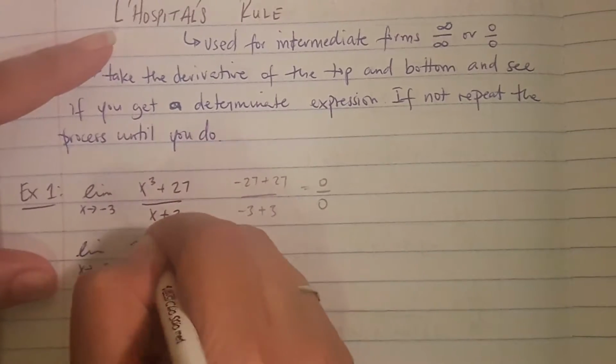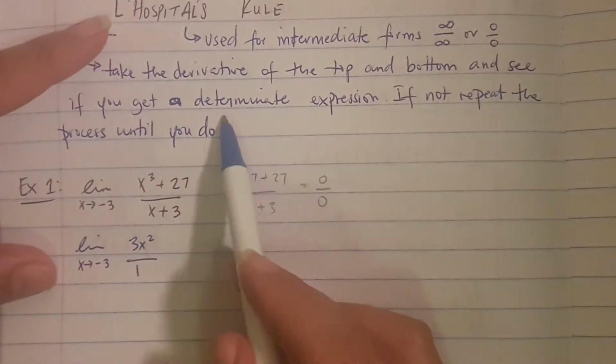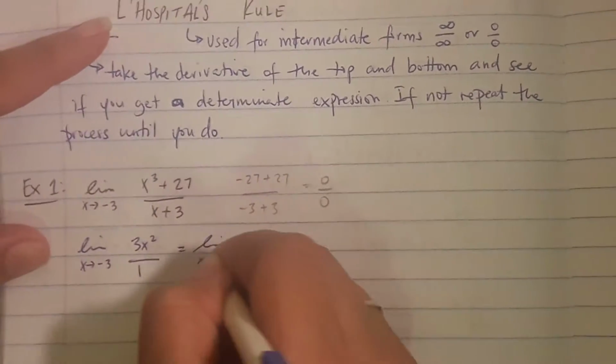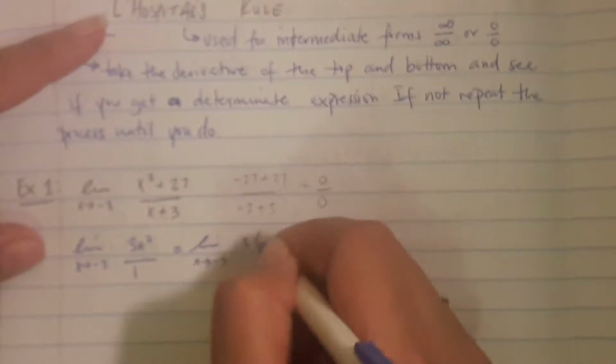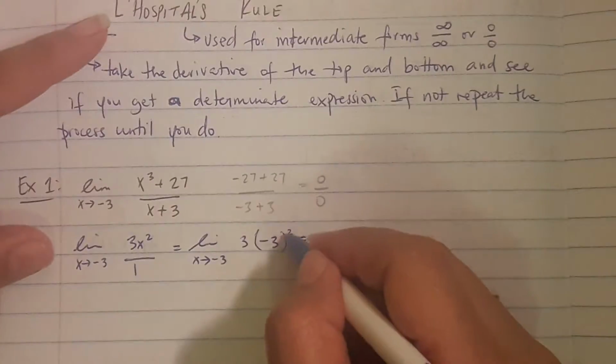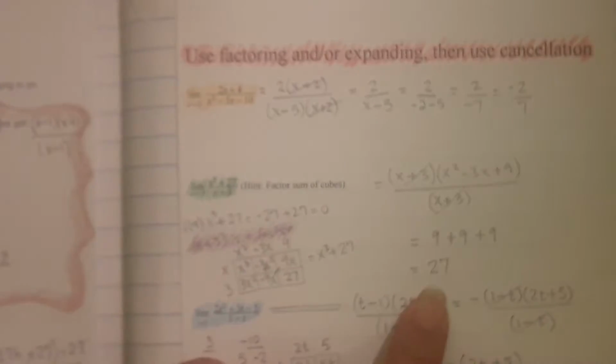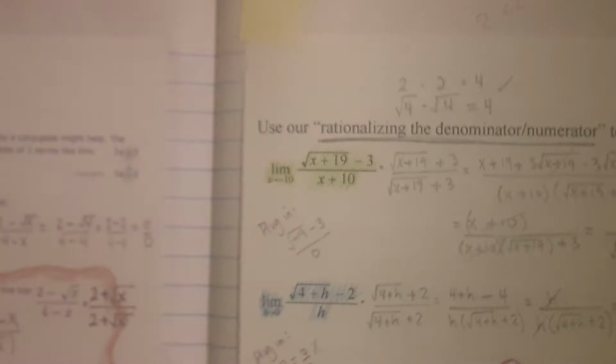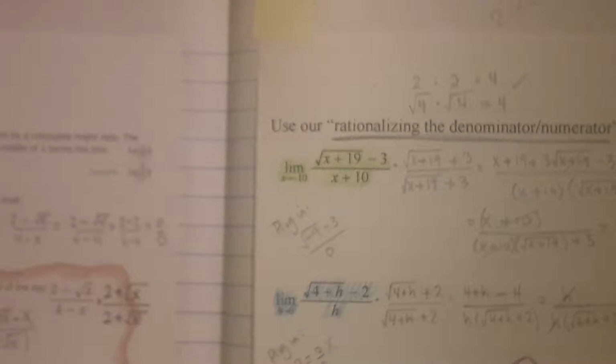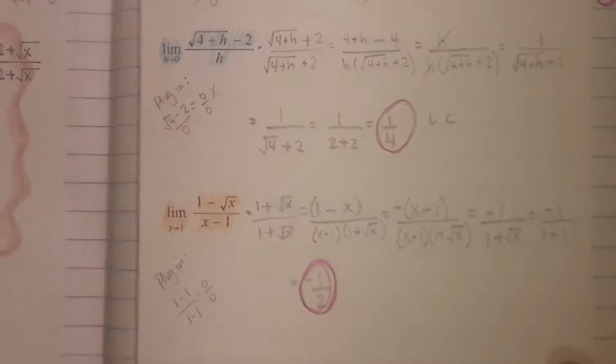So the derivative of the top is going to be 3x squared. The derivative of the bottom is just 1. So the limit as x approaches negative 3, plug in negative 3 where you see x, is equal to 27. So you can see that that's the exact same answer as factoring. So L'Hopital's rule, by far the quickest way to do it. Let's do a rationalizing one. So let's do that example.